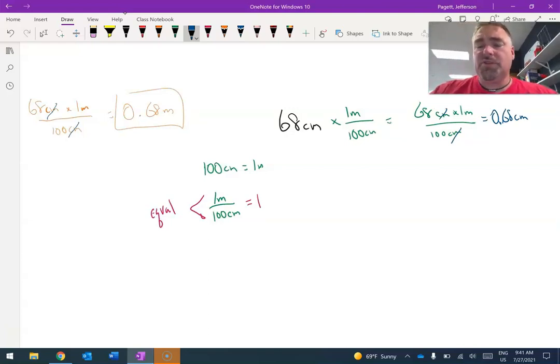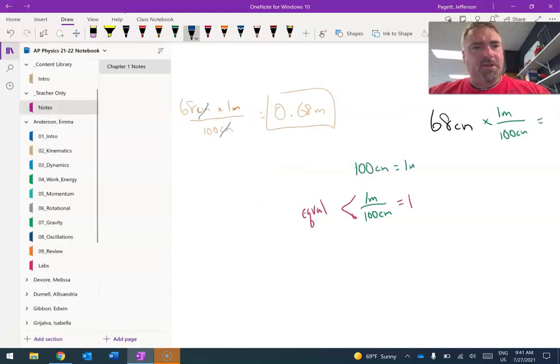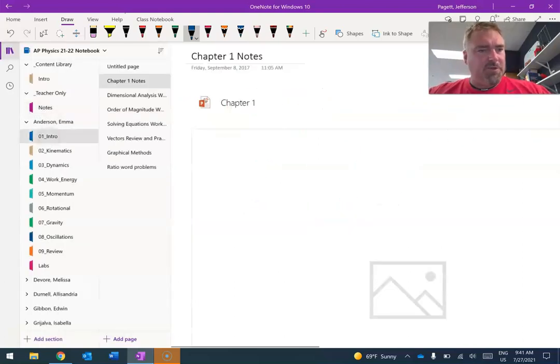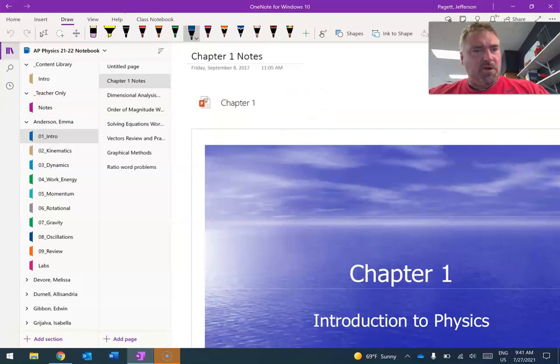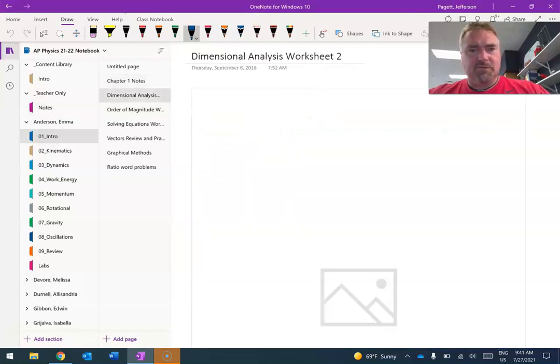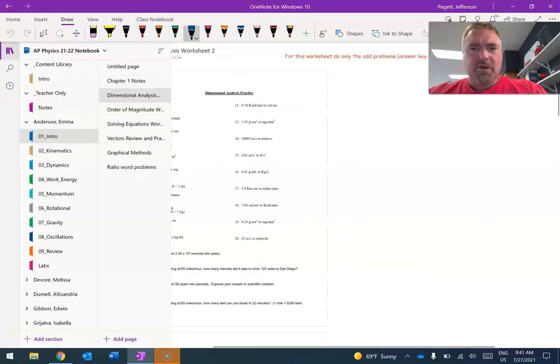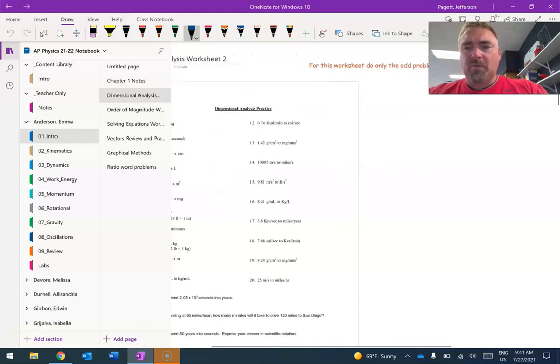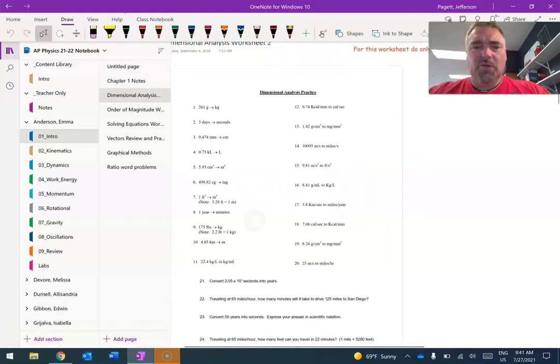I have a couple of review sheets, or worksheets, I'm going to have you do just to practice this. I can show it to you really quick. I think I put on there, and we'll look at Emma's for her dimensional analysis right here, for this worksheet, do only the odd problems. And I put an answer key below.